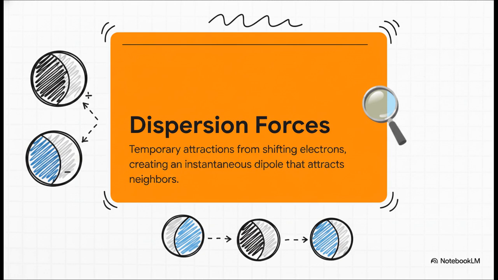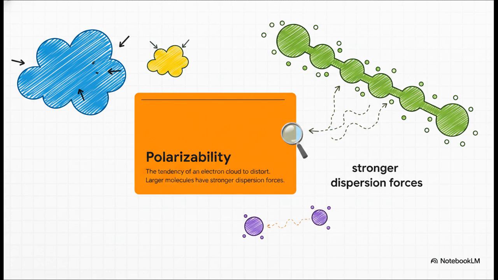Now, how strong these forces are depends on something called polarizability. It's just a word for how easily that electron cloud can get distorted, or squished around. Big molecules with lots of electrons have big squishy electron clouds. They're highly polarizable. That means they can form stronger temporary dipoles and have stronger dispersion forces. It's why something like octane, a big molecule, is a liquid at room temperature, while methane, a tiny one, is a gas.